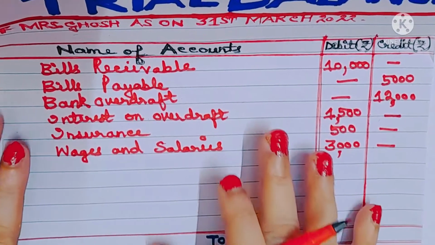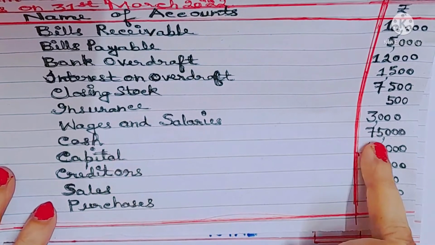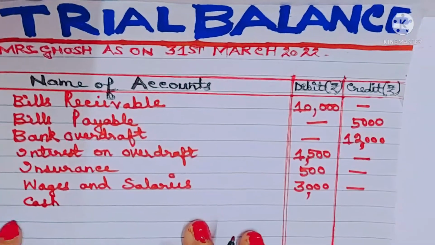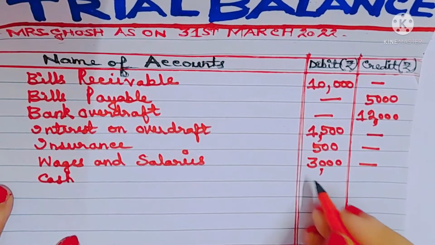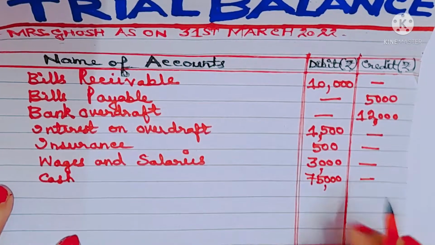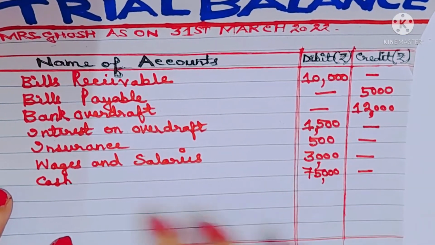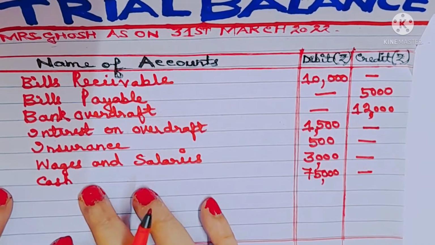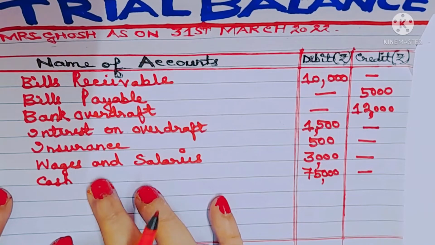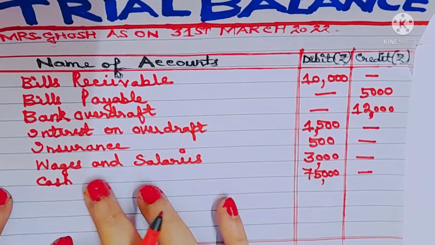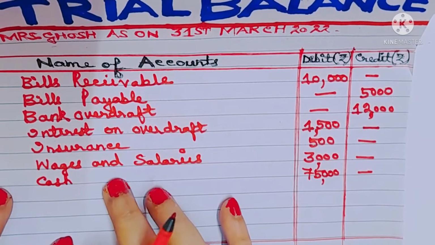Let's see the next account. Cash 75,000. Let's write cash. Cash is a debit balance. That is the reason we're writing 75,000 in the debit column. Why cash is a debit balance? Because cash falls under real account. According to real account, what comes in is debit. From the business point of view, cash is coming into the business. So cash account will be debited.